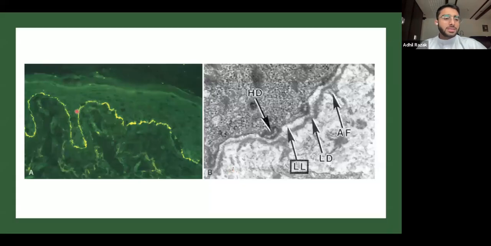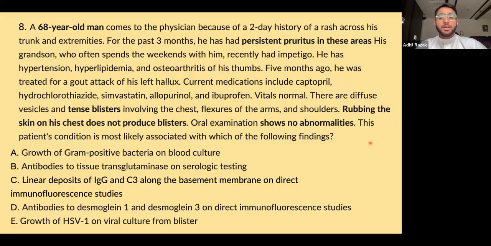All right, it's a similar image. I don't think you can really tell much unless in the question they mention they detect IgG only. If they detect IgG only, it is pemphigus vulgaris. If they detect IgG and C3, it is both. All right, next question, unless anyone has any questions so far. All right, cool.